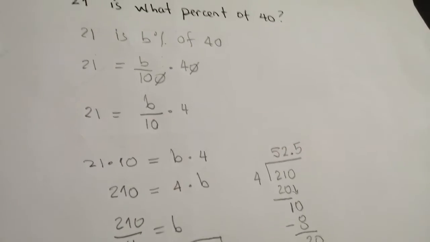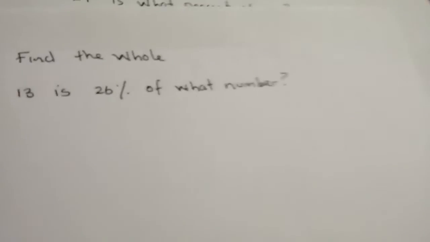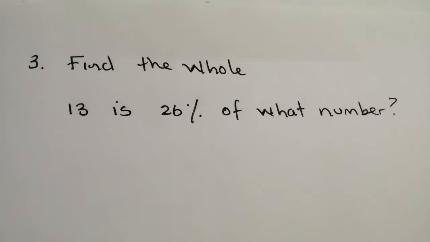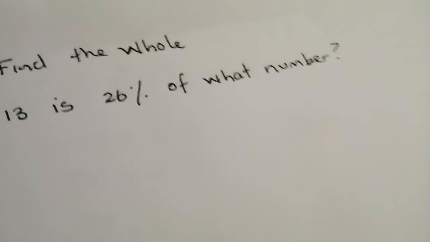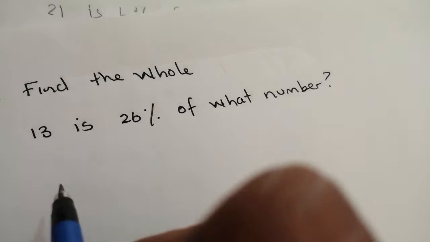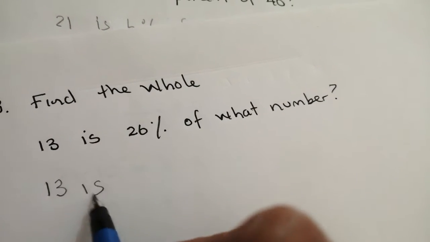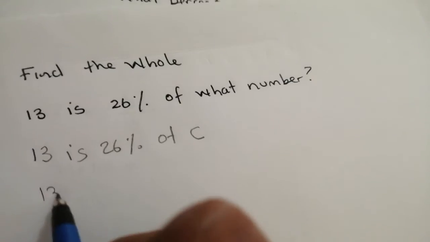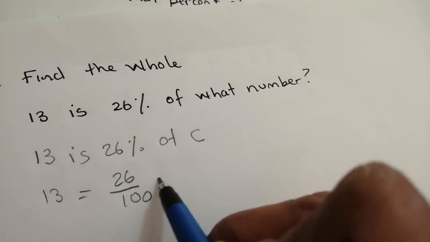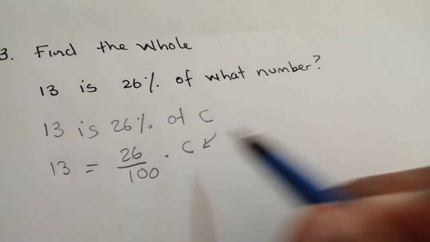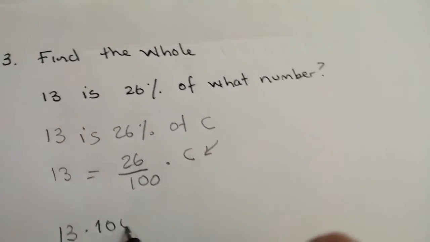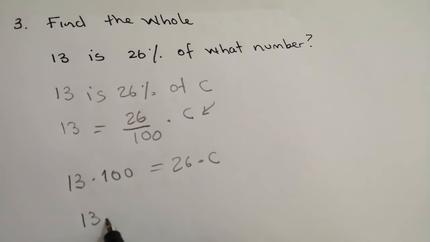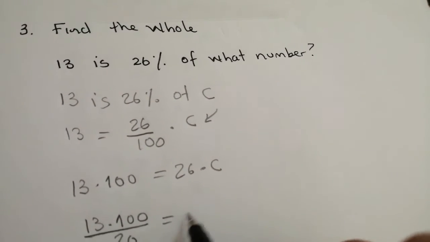Okay, finally, I have a third case where this time they will ask me about the whole. So 13 is 26% of what number? Again, since we are using the percent equation, we're going to write this as 13 is 26% of C. Now, 13 equals 26 over 100 times C. Remember, we are isolating for C, so 13 times 100 equals 26 times C. And at the end, I pass the 26 dividing. So that will be C.